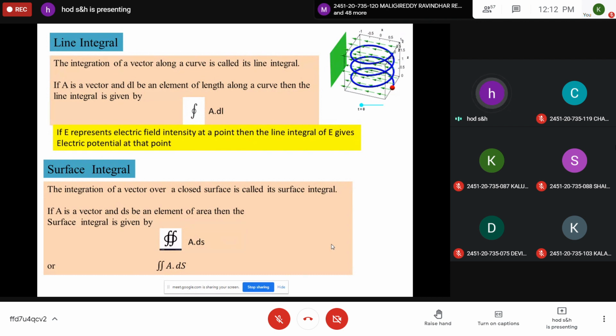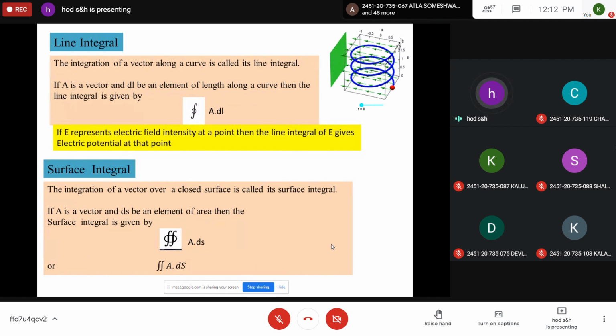So A is a vector and dl is a small element of length along a curve. Then the line integral is represented by ∫A·dl, or ∮A·dl also you can write. So what is the physical significance? If E represents the electric field intensity at a point, then the line integral of E gives the electric potential at that point. If you calculate the line integral of that, it gives the electric potential or the potential difference. So by using this operator, ∫A·dl, you can calculate the potential at that point.